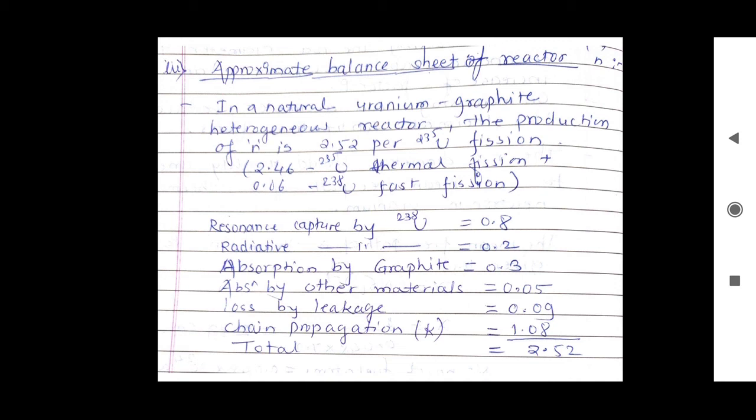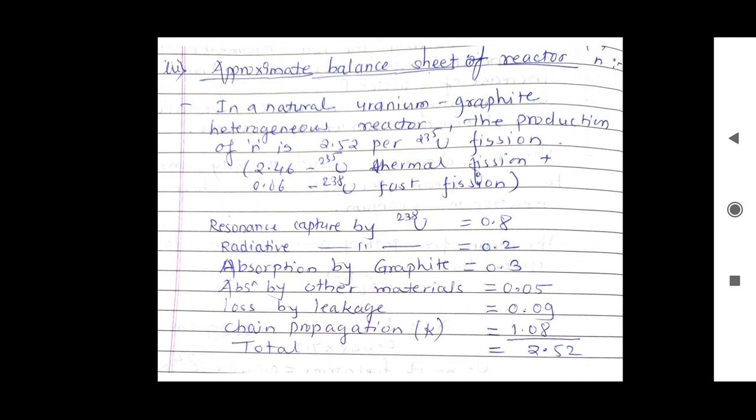Carbon is also used as a moderator, in the form of graphite. Third is the approximate neutron balance sheet of the reactor. In a natural uranium graphite heterogeneous reactor, the production of neutrons is around 2.52 per uranium-235 fission. As we know, around 2 to 3 neutrons are generated in one fission of uranium-235. Exactly, its value is 2.52 neutrons produced per uranium-235 fission.